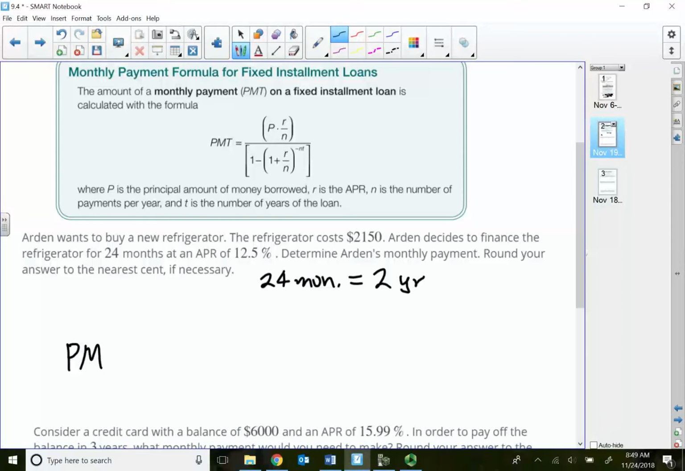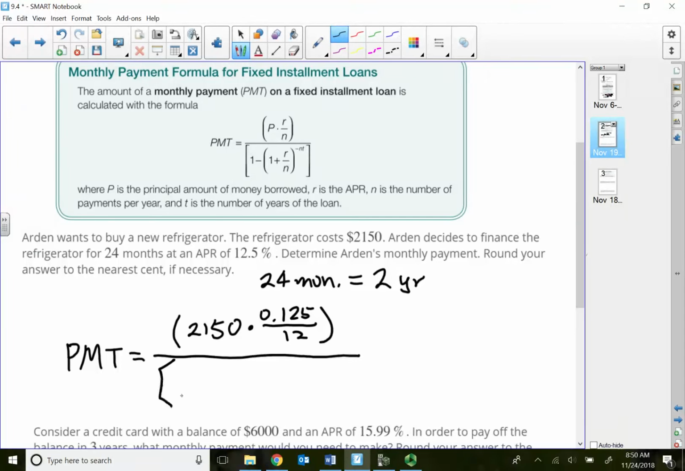So PMT, the monthly payment. I borrowed 2150 times R, which is 0.125, divided by the number of payments, whole thing divided by brackets 1 minus parenthesis 1 plus 0.125 divided by 12, and it's 12 because I'm paying this monthly, raised to the negative N, which is 12 times T. Time is 2 years. All right, bracket.